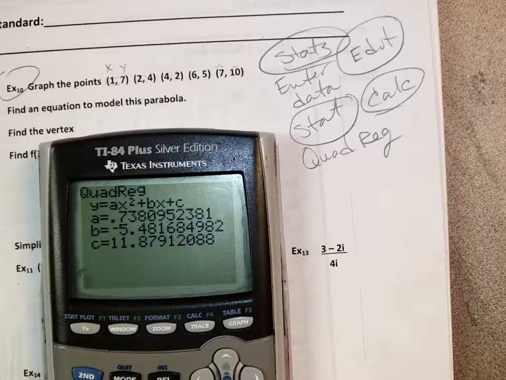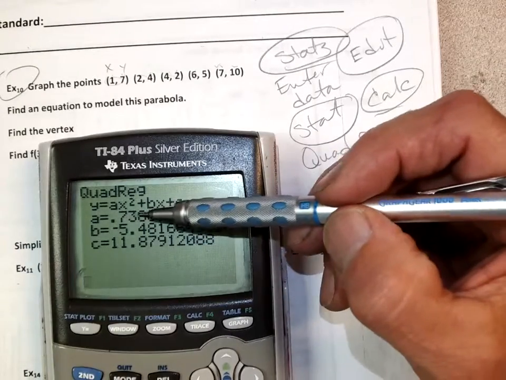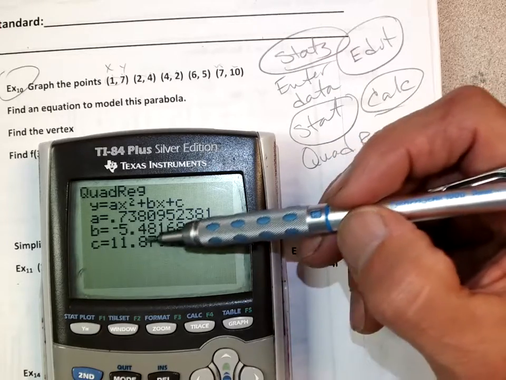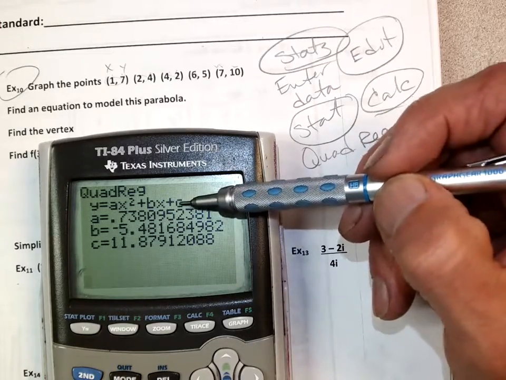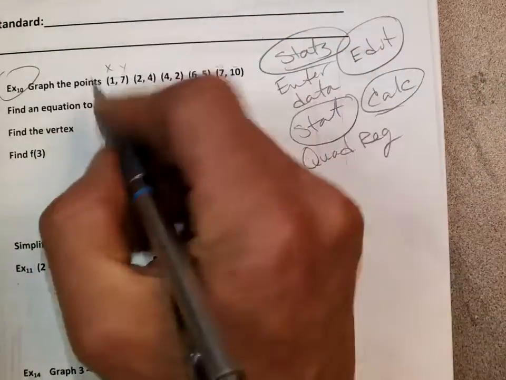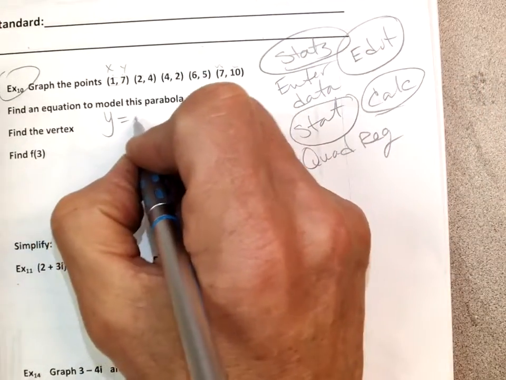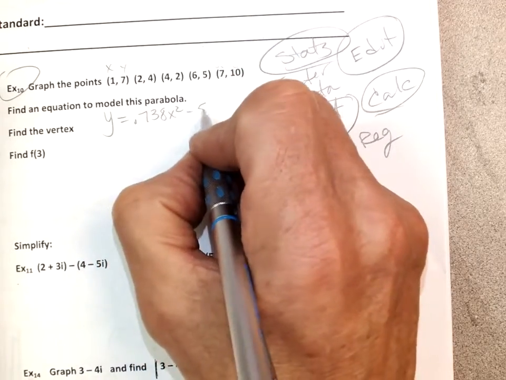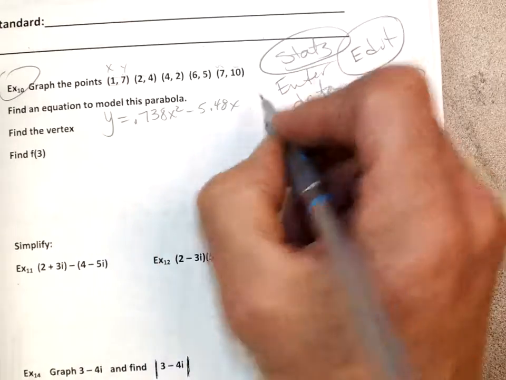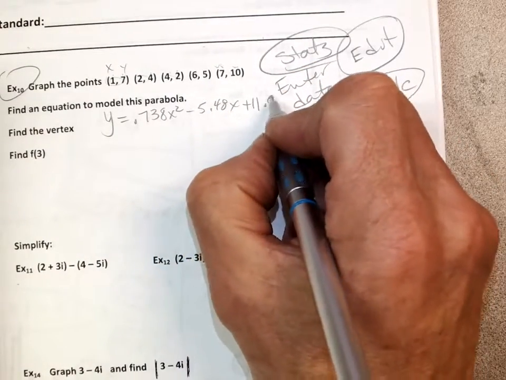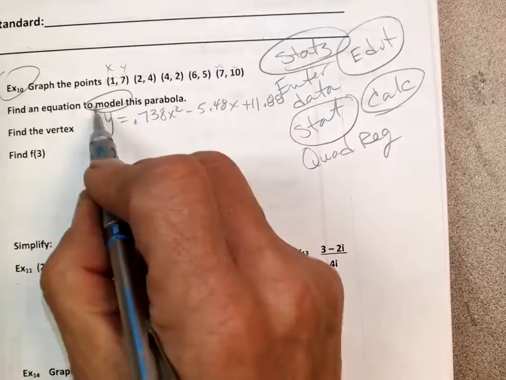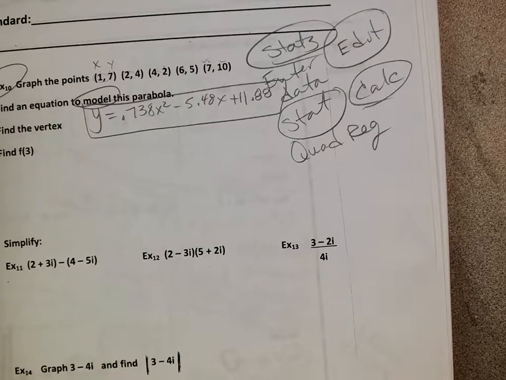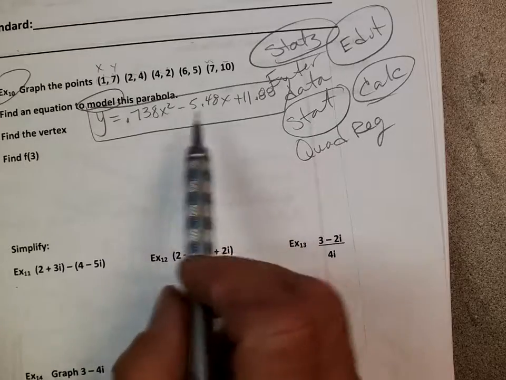I got to put my answer where it belongs. This is A. The 0.738 goes there. The negative 5.48 is B. It goes there. The 11.88 C goes there. So we're just going to rewrite this as y equals 0.738x squared minus 5.48x plus 11.88. That's my quadratic model. So when you see the word model, an equation models the data. Does that make sense? That's why they call it a model, because the equation will model the data, okay?